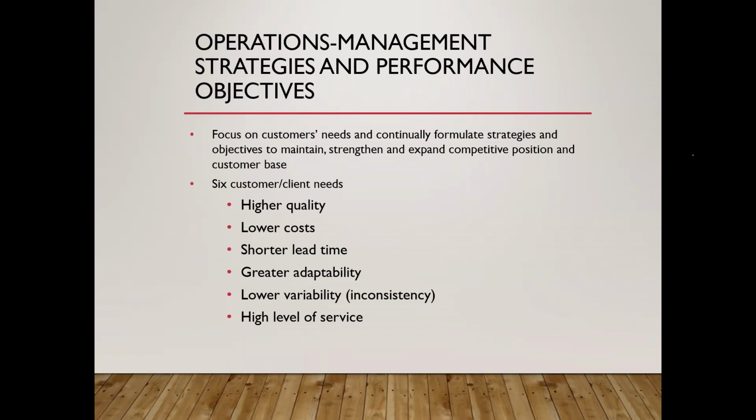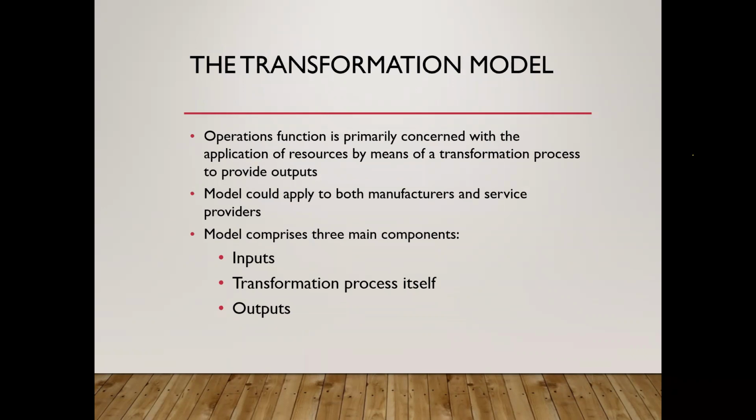Lower variability, so decreasing inconsistency. So your favorite cocoa joint, you know that the taste can be trusted all the time. It is the same. But if you go today and the cocoa is watery, the next day the cocoa is thick, it means there is variability. The cocoa seller is not consistent in delivering the porridge. So as much as possible, as an operations manager, you should be concerned about reducing variability or lowering it. Then there must be a high level of service, because there's this philosophy that the customer is always right, or the customer is king or queen. So ensuring that your level of service is on point and is high. Now let's look at the transformation model. So the operations function is primarily concerned with the application of resources by means of a transformation process in order to provide outputs, or the finished product or goods and services.